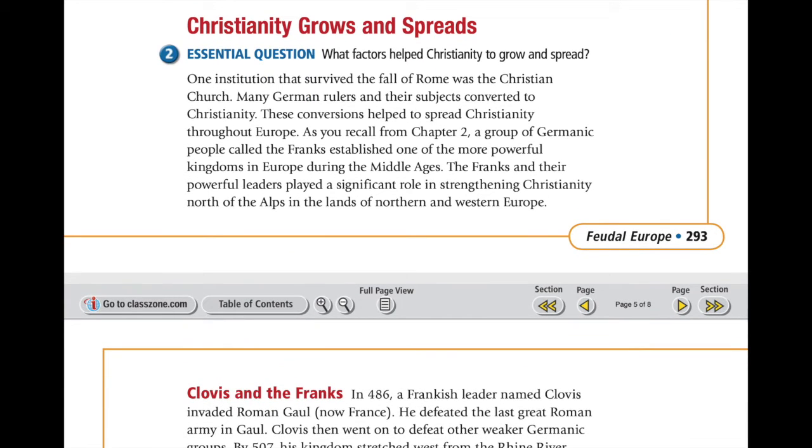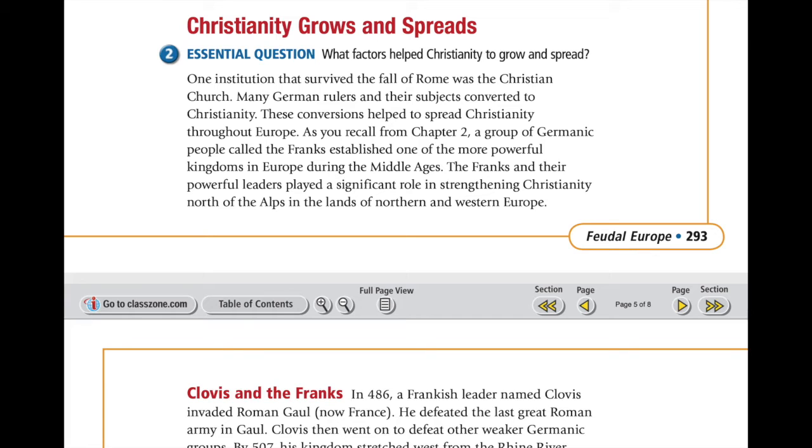Christianity grows and spreads. Essential question: What factors help Christianity to grow and spread? One institution that survived the fall of Rome was the Christian Church. Many German rulers and their subjects converted to Christianity. These conversions helped to spread Christianity throughout Europe.